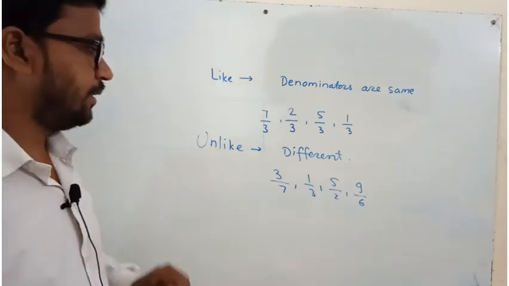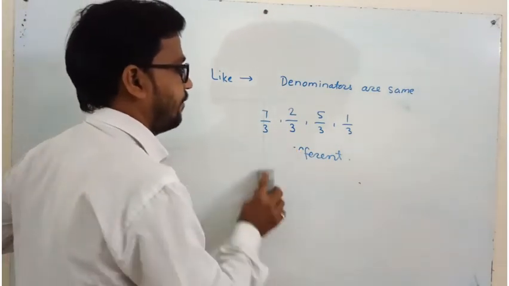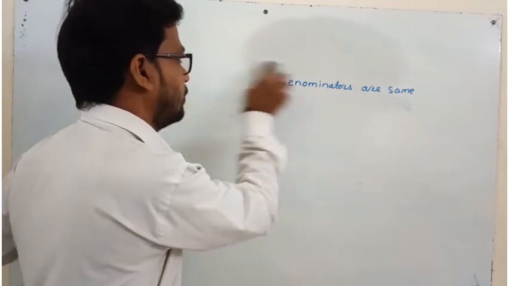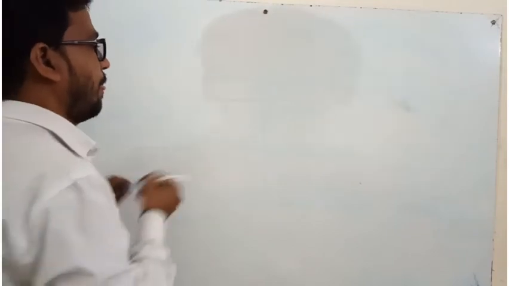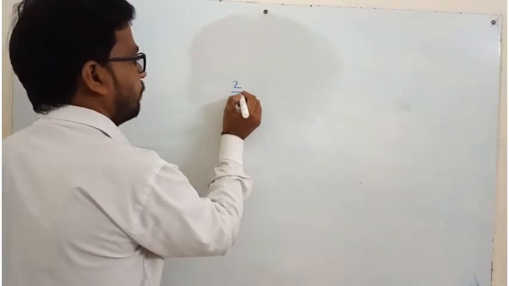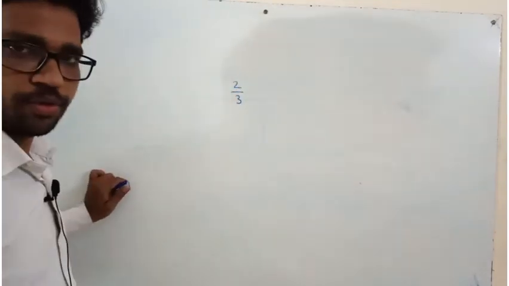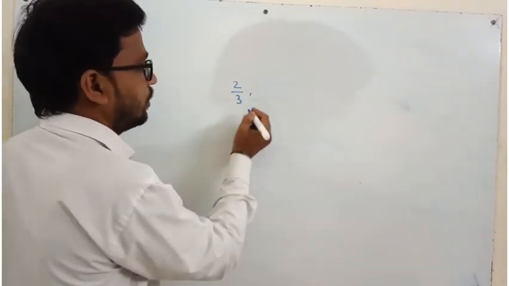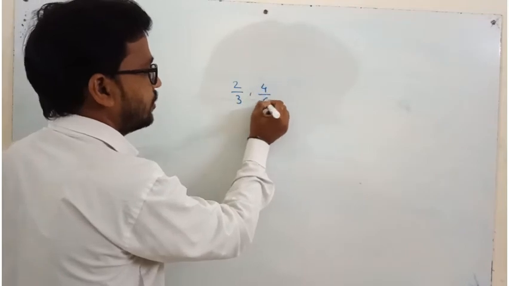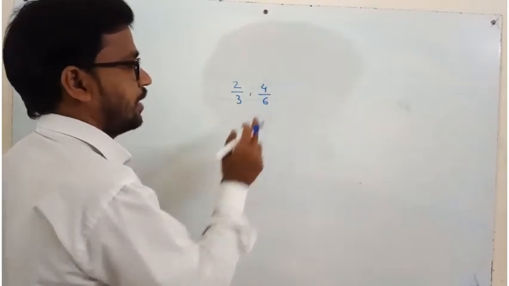And the last one is equivalent fractions. Equivalent means same. Suppose 2 by 3 is there. The fractions are the same but the names are different. 2/3, then 4 by 6. These are equivalent fractions.